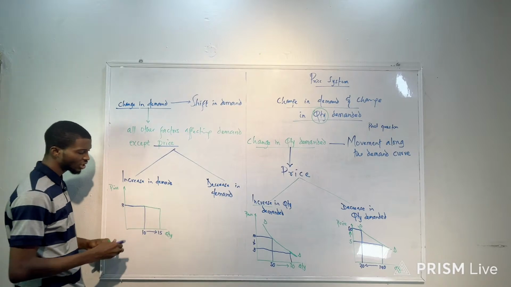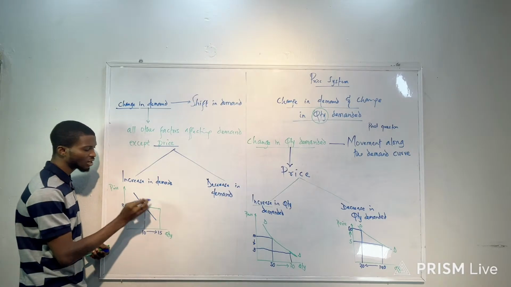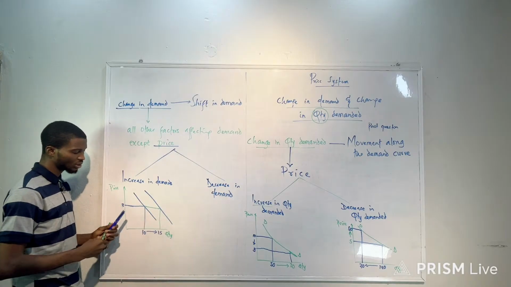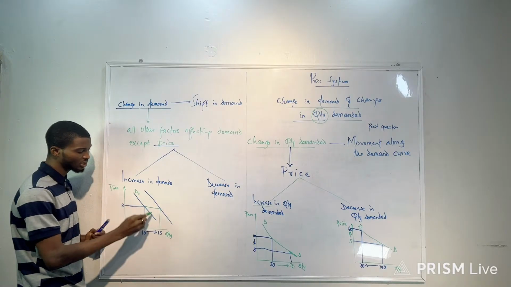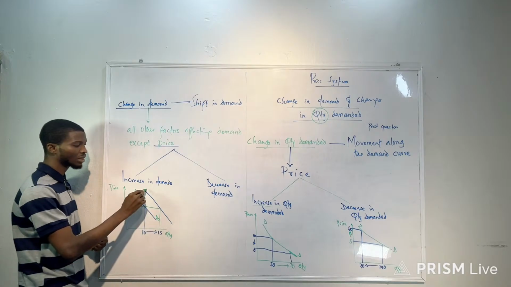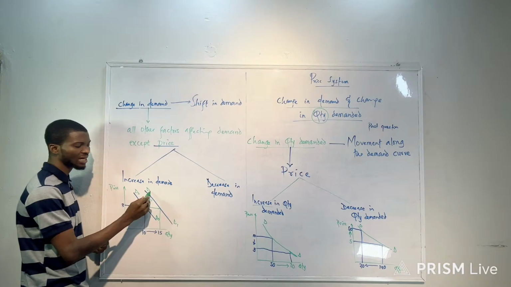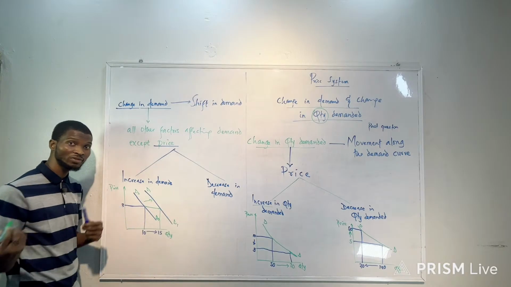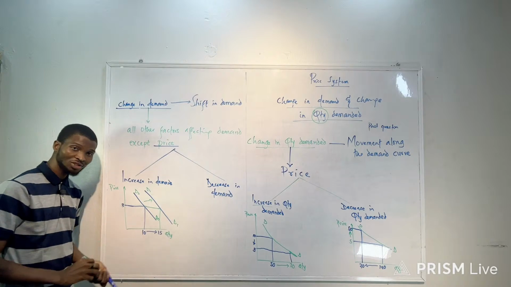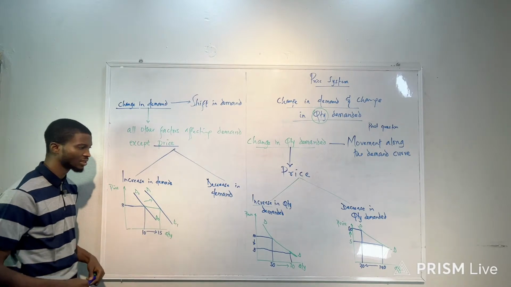So obviously, previously, this is my demand, right? Now, this is my new demand. I can call this one D0, to tell people that this is my previous one, 0. And I can call this one D1, to tell people that this is now my new demand curve. 0 is previous, 1 is new. I'm quite sure you should have understood this now, right?